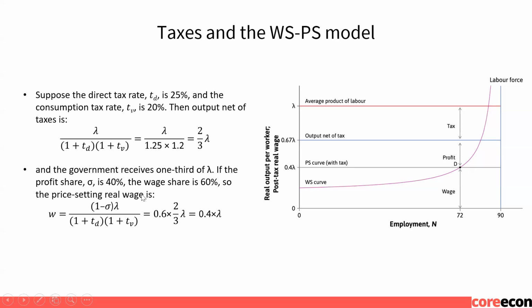So the price-setting real wage is going to be here. The real wage is equal to 1 minus sigma times this leftover. So we have 60% of whatever is left from the labor productivity, and that corresponds to the wages earned by the workers. So here we have the wage-setting curve and the price-setting curve. Under normal circumstances, we have the intersection here, which employs 72 people.